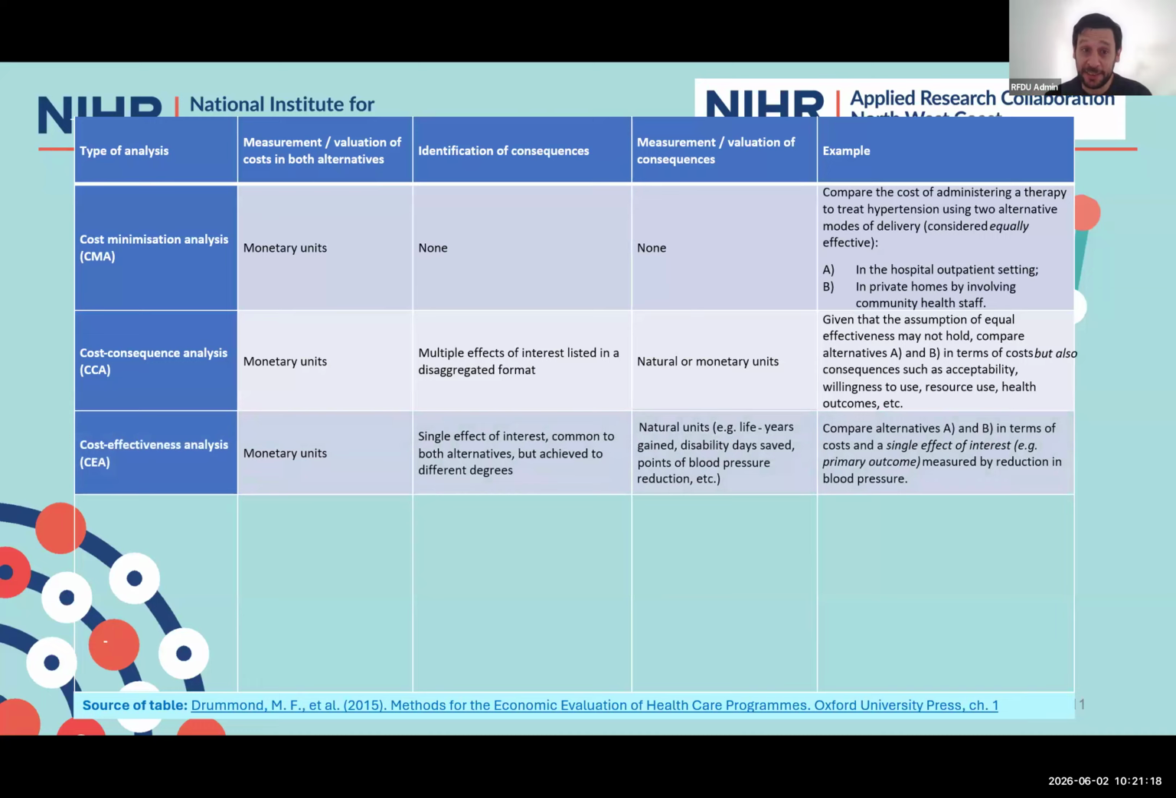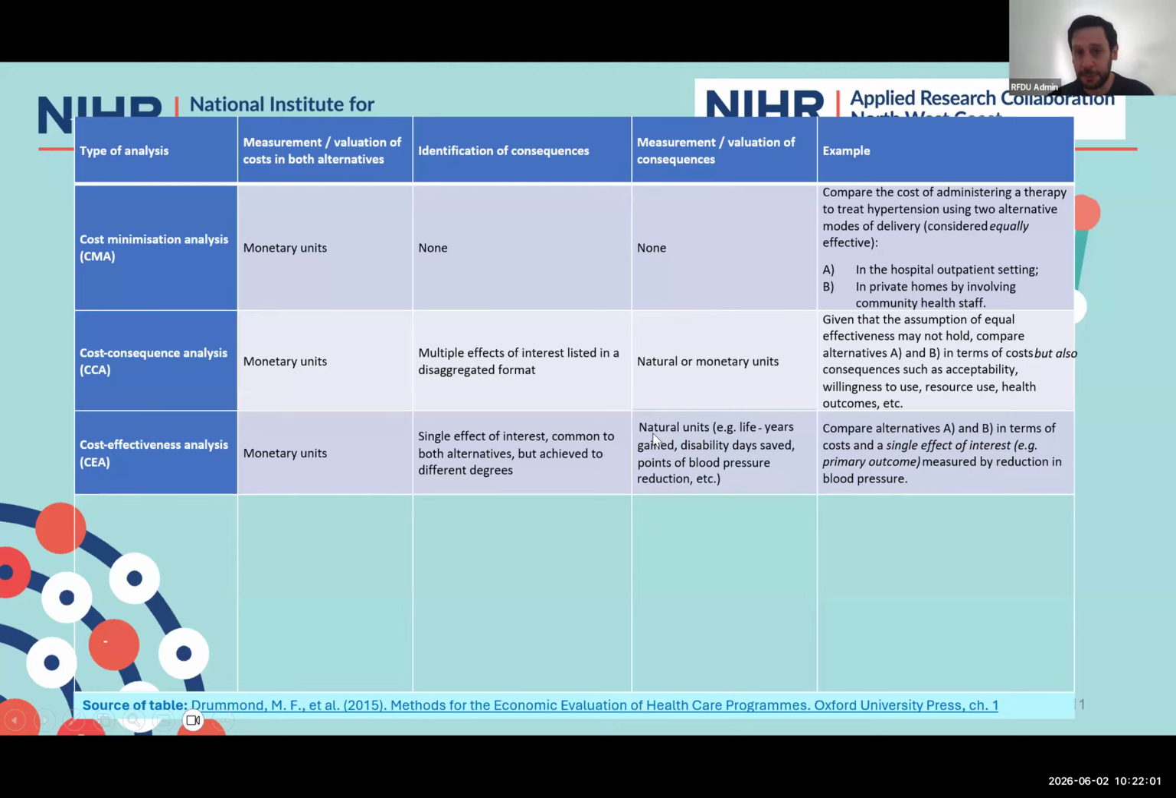With a cost effectiveness analysis, again, there is a comparison of cost and outcomes together, but this time we focus on one single effect of interest. So rather than having multiple effects of interest, here we have a single effect of interest, which could be the primary outcome measure of a clinical trial, for example. Here in the example, you've got a comparison between two alternatives in terms of cost and a primary outcome, a single effect of interest, which is measured by reduction in blood pressure. So if you've got a clinical trial focusing on hypertensive people, as expected, the primary outcome might be a reduction in blood pressure, and that will also be the primary outcome of the economic evaluation.